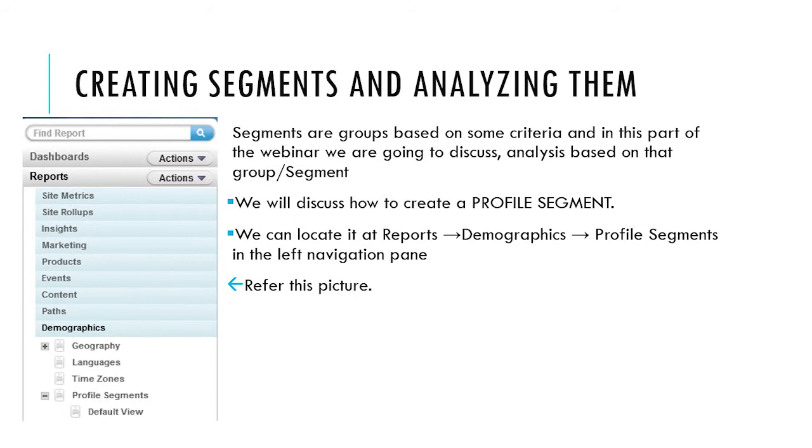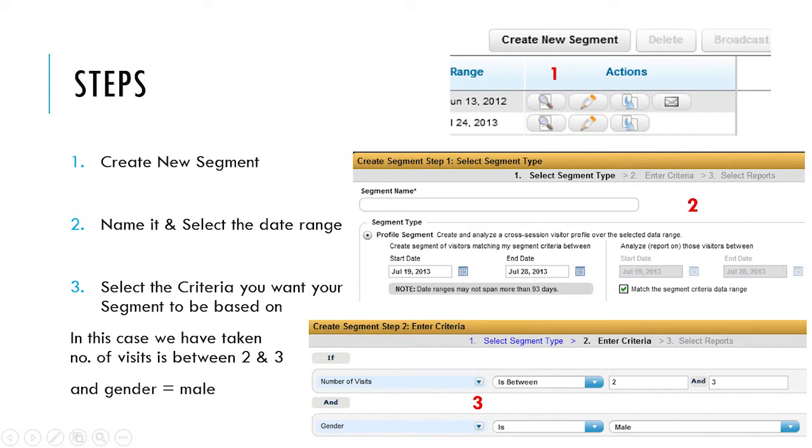In order to create one, click on the Demographics tab and select a profile segment. You can also refer to this picture. In report sections, we go into demographics and then select profile segments. Create a new segment by giving it a new name. Select a date range. You can also select a matching criteria date range.